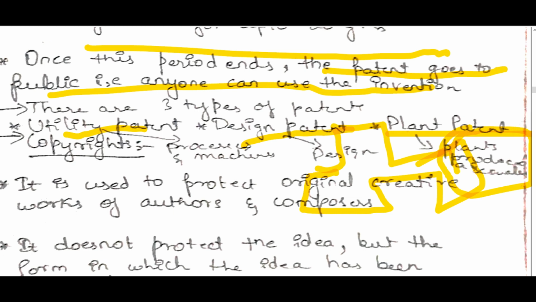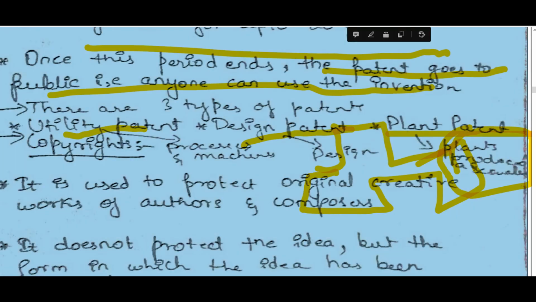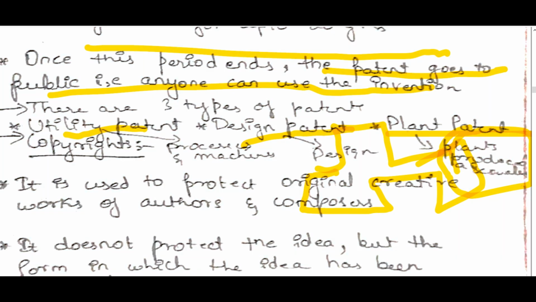Utility patent is used to protect processes and machines. Design patent is used to protect machine design. Plant patent is used to protect new species of plant that is produced asexually.